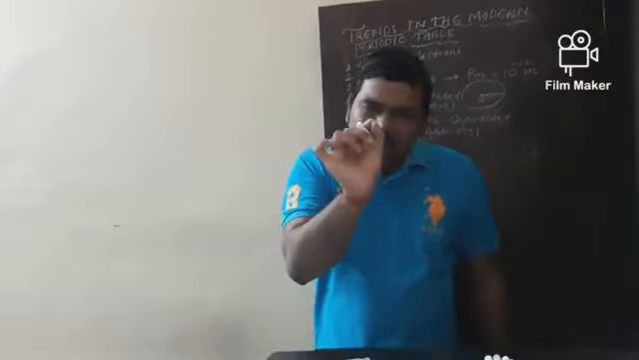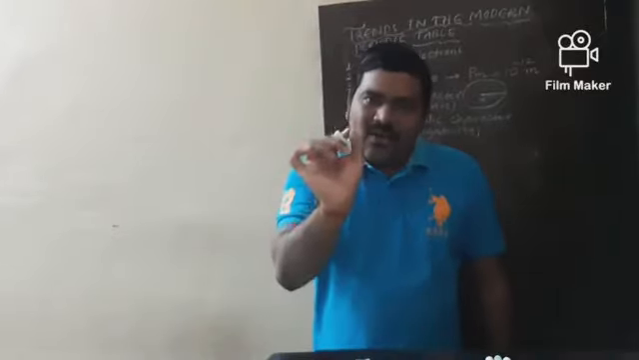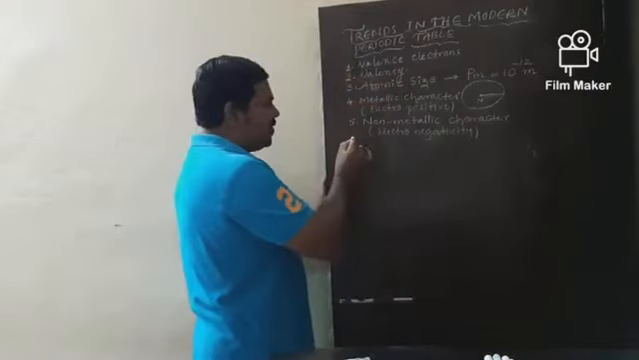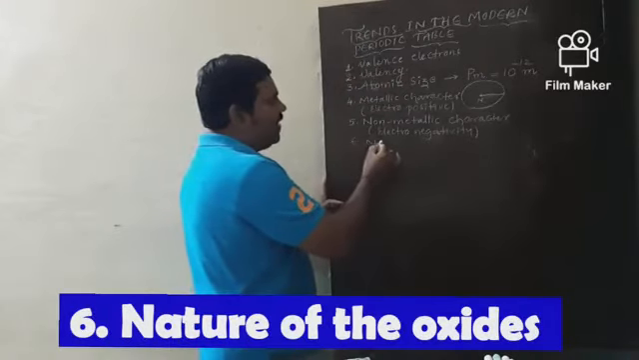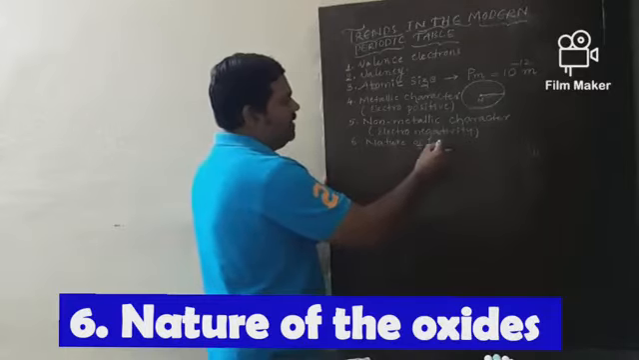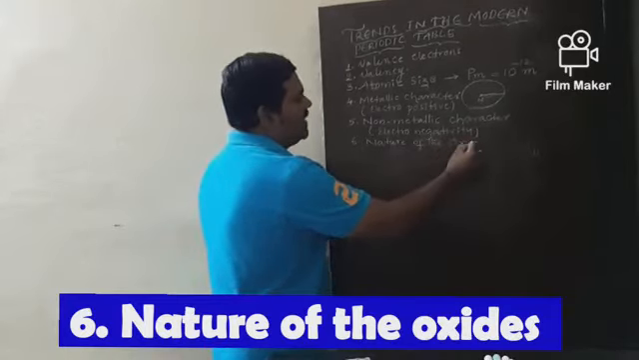And this special property is called electronegativity. You can simply say that non-metals are electronegative. Now coming to the sixth property, nature of the oxides. What is that once again?